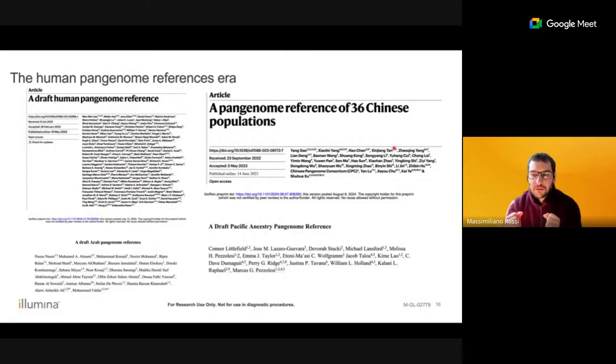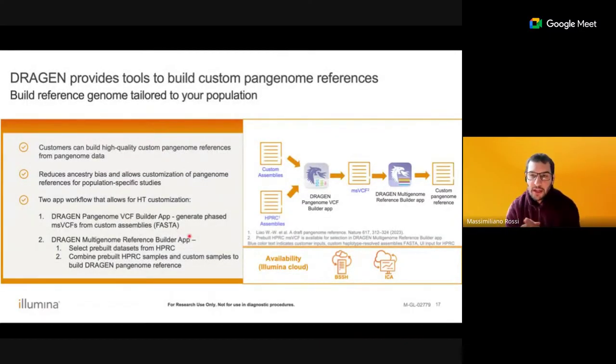All those efforts are calling for methods to leverage the genetic information to improve variant calling and to ameliorate the so-called reference bias. So we started thinking about how we could enable the use of Dragon together with custom pangenome references, not necessarily one of those specified in these slides, but a combination of those, or an in-house made pangenome reference. So what we did is we developed two cloud apps that allow you to do this.